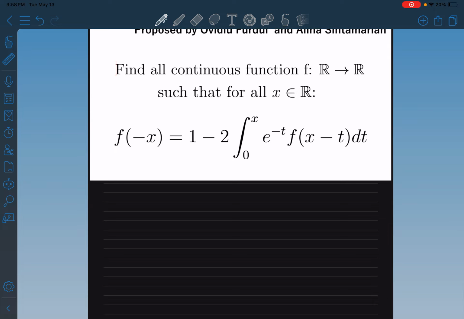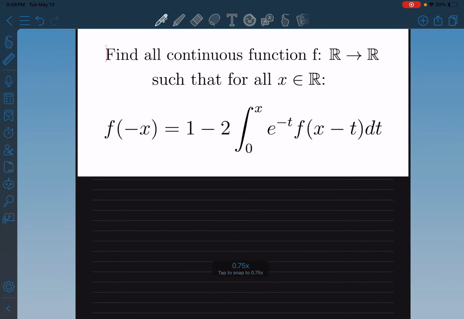How we'll try to do it is, because there's this integral, we'll try to differentiate and maybe get a sort of differential equation that can help us solve for the function. So that would be our approach. Let's see how it goes.